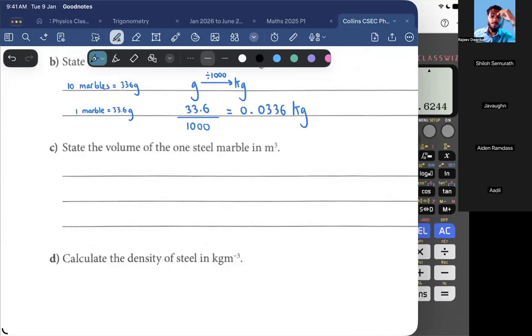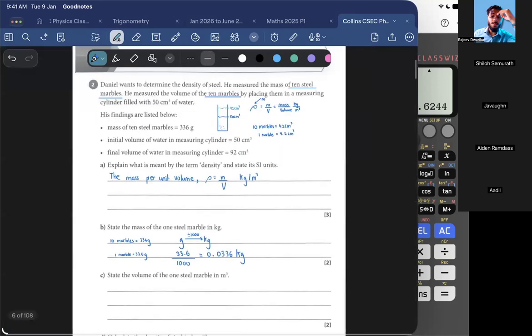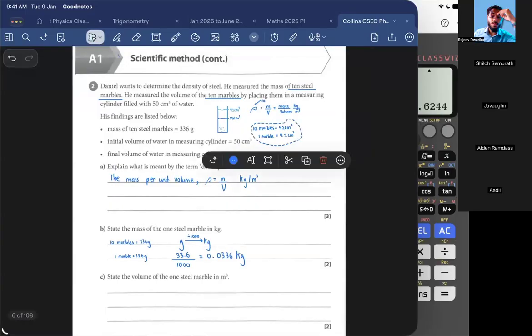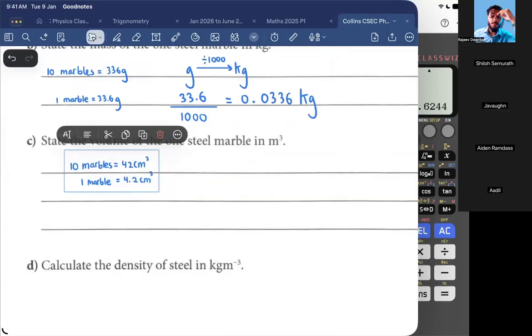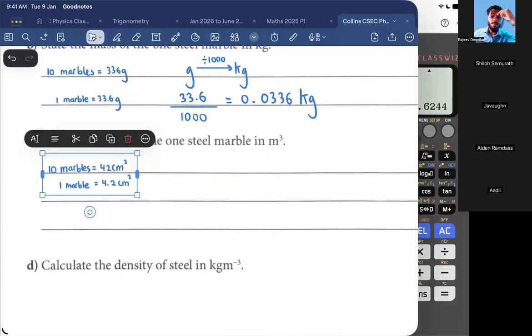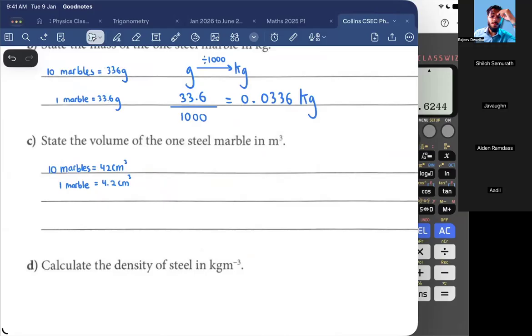State the volume of the one steel marble in meters cube. Right. In meter cube. You gotta be real careful with this one, like so careful. I can't stress how careful you gotta be. So let me ask you a question, Javon. How many dimensions does a steel marble have since it's a 3D shape? 3 dimensions, right? Yes, sir.